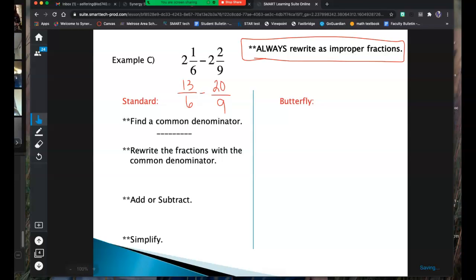Okay, now some of you can definitely use the standard. I'm just going to do the butterfly method here.